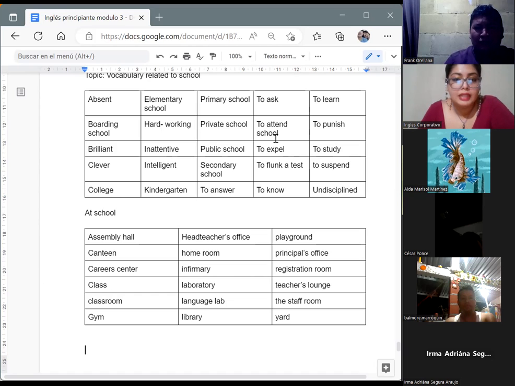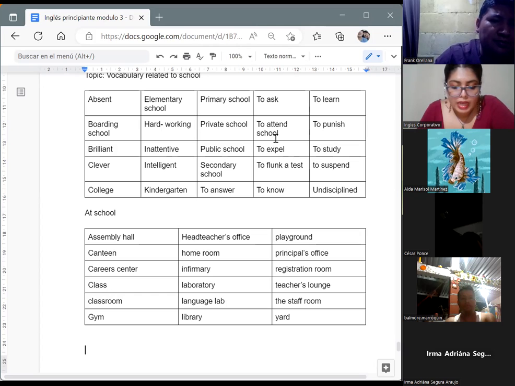Then we have class, que es una clase. Classroom, que es un salón de clase. Then we have the gym, que es el gimnasio, but not the gym in which we are going to make exercise. In this case is when the kids have physical education. Este es donde los niños tienen como educación física, no donde hacen ejercicio como el gimnasio normal.